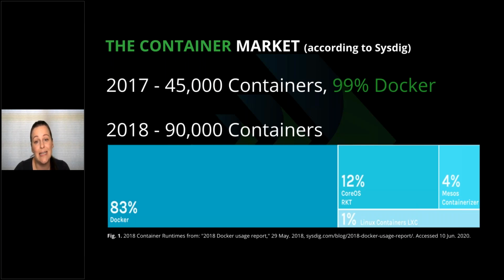In 2018, however, they analyzed twice as many containers, 90,000. 83% you can see is Docker, 12% CoreOS Rocket containers, 4% Mesos Containerizer, and only 1% LXC. So it looks like other container runtimes are starting to encroach a little bit, but Docker still has the bulk of the market share here.